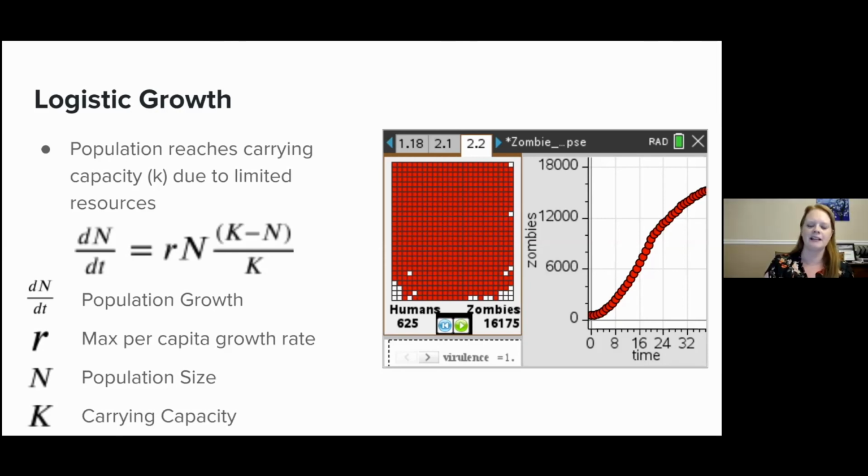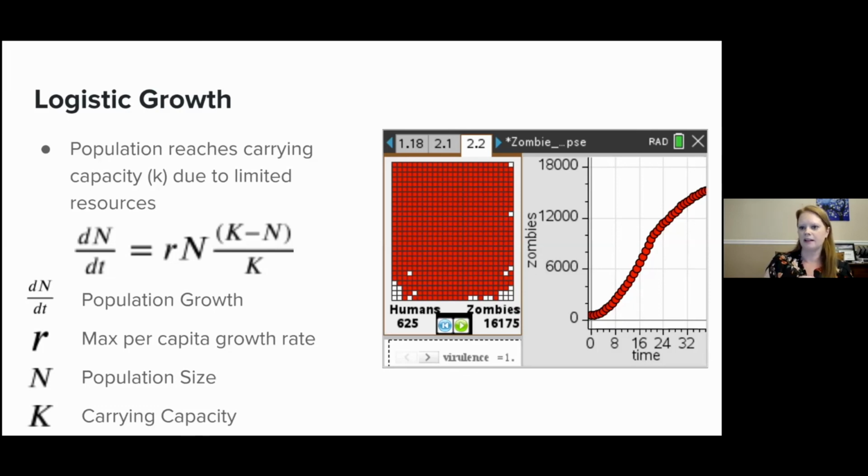So we take that max per capita growth rate and that population size, and we multiply it by this proportion: carrying capacity minus the population, over carrying capacity. If we think about those values, if our population, or N, is very small and our carrying capacity is very high, then that factor is going to be closer to 1 and we're going to be increasing very quickly.